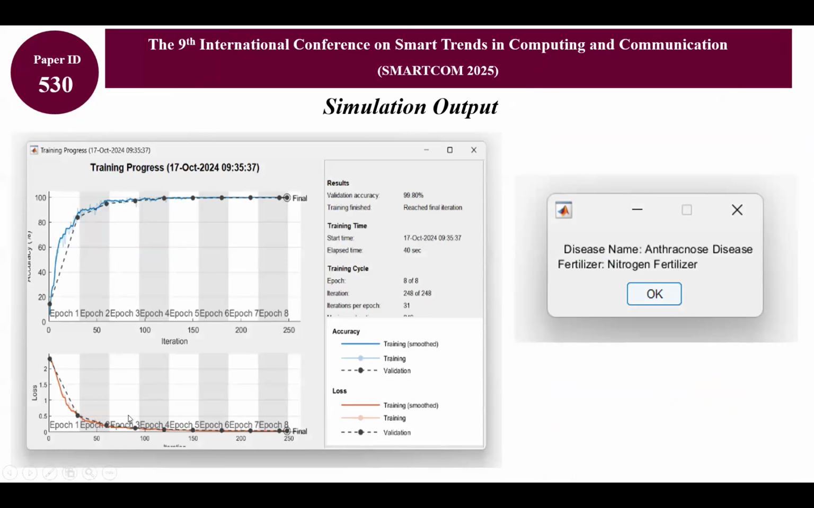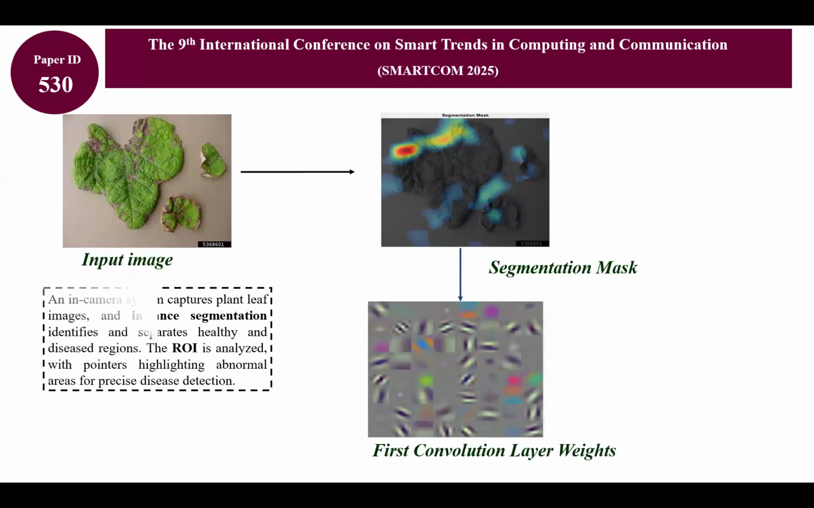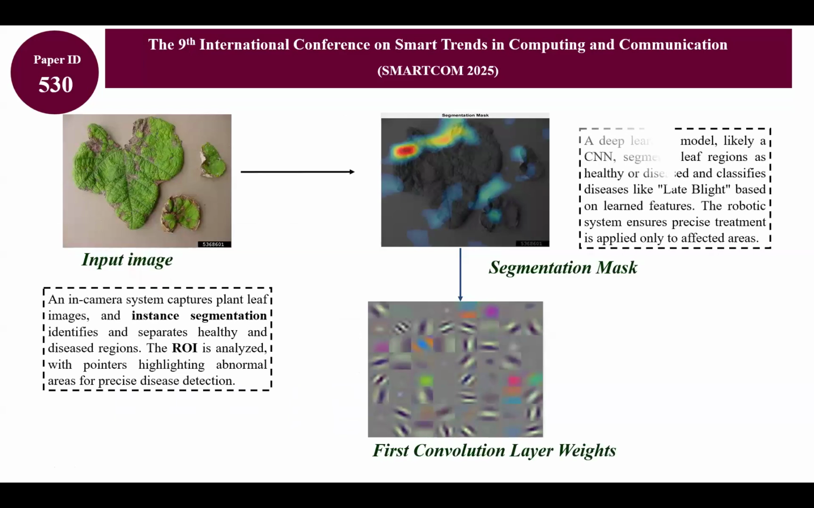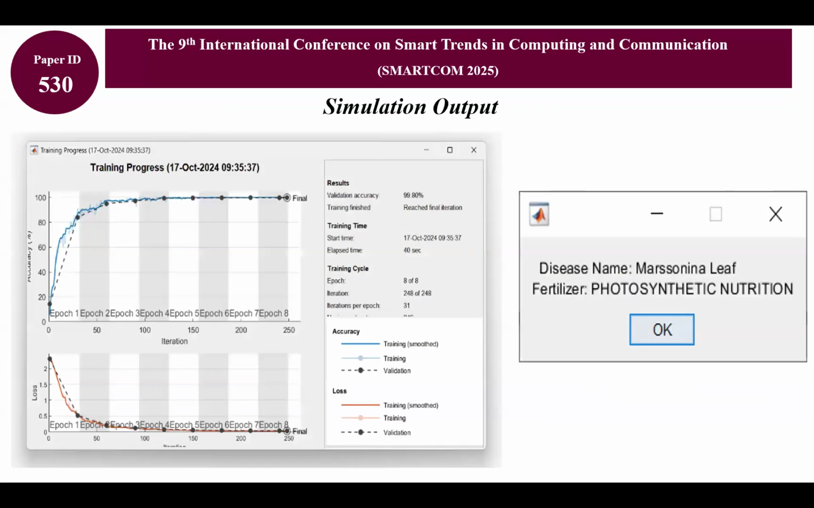In the left graph, we could notice the validation accuracy, which is 99.80%, and the percentage of loss in the diagram below. And this is another input image we used. After the segmentation mask, we can see the first convolution layer weights, which show pest affected areas, and lastly the disease name and what type of fertilizer we need to use. These are the simulation outputs we got, and validation accuracy is 99.80.